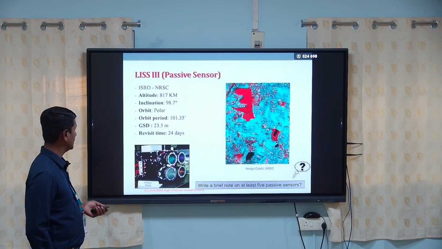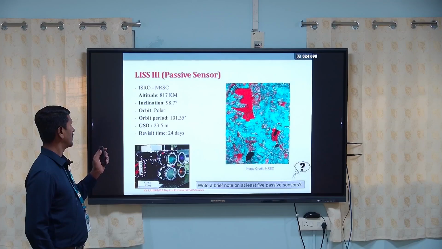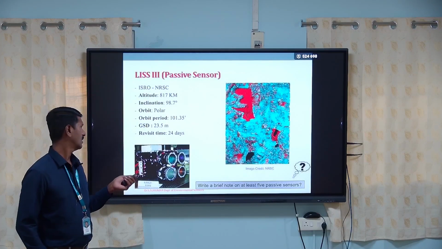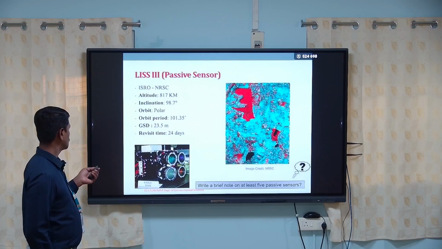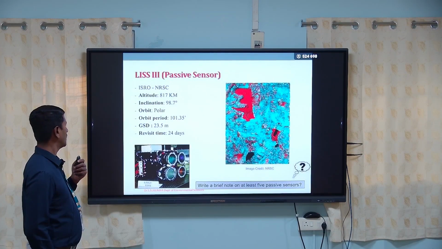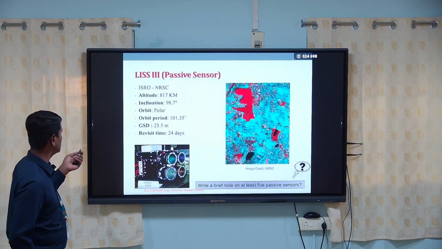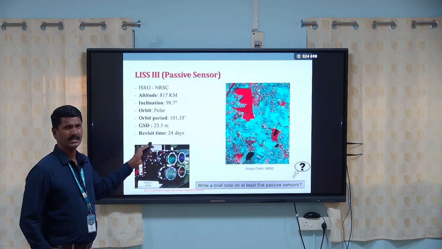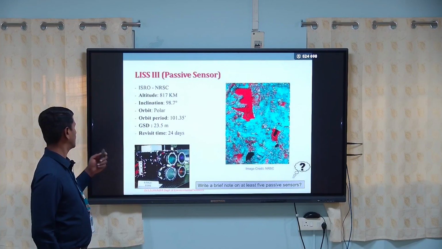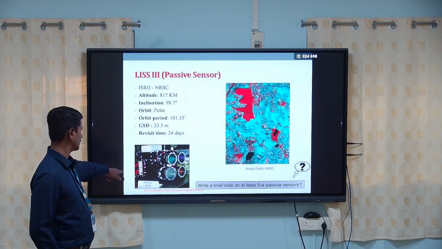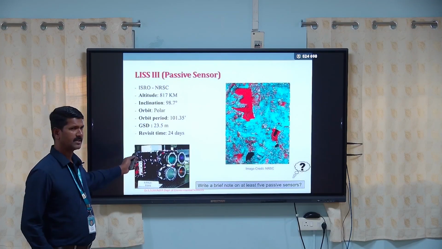This is a Landsat 3 satellite image, an example of passive remote sensing technology, a passive sensor satellite imagery. This satellite imagery was taken from 817 kilometers above the Earth surface. The center is ISRO, the Indian Space Research Organization, and the National Remote Sensing Center. They took it with passive sensor remote sensing technology. This is the sensor. You can see the sensor.